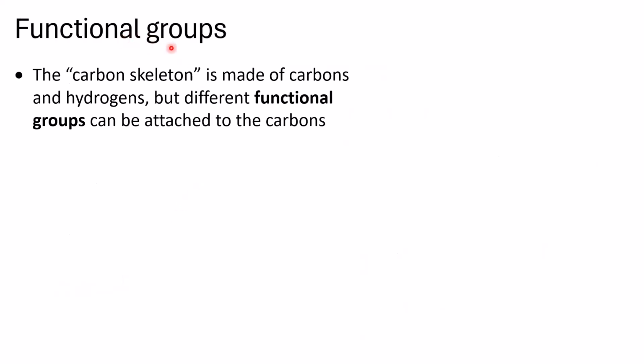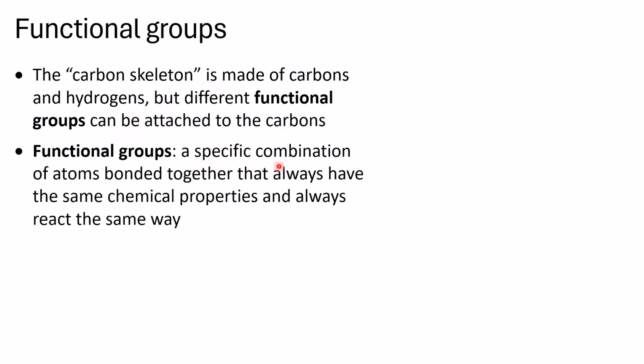This brings us to functional groups. All organic molecules will have a carbon skeleton that is composed of hydrocarbons. However, these carbons can also be attached to other molecules instead of to another carbon or to a hydrogen. You will find that many of these molecules that are attached to these carbon skeletons show up over and over again, and these are known as functional groups. Functional groups are a specific combination of atoms bonded together into a molecule, and these molecules will always have the same chemical properties and react the same way.